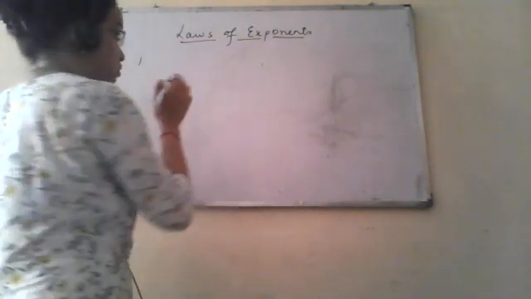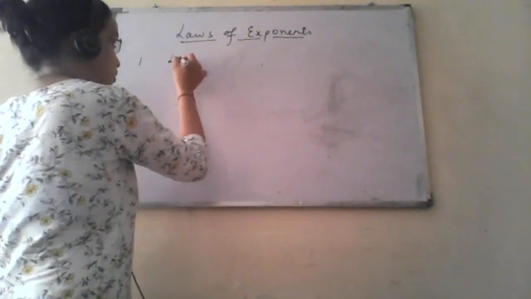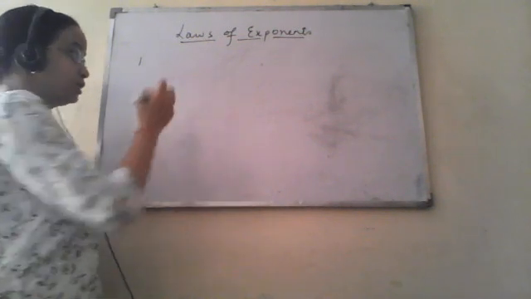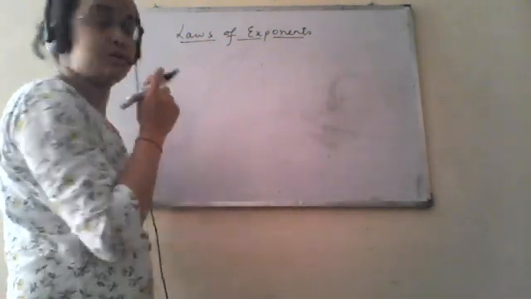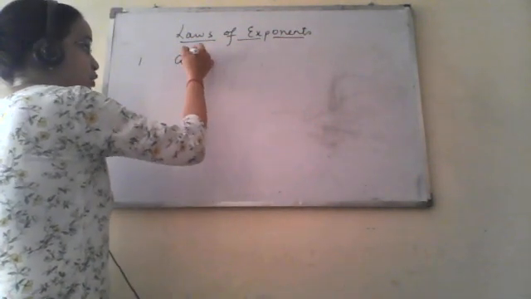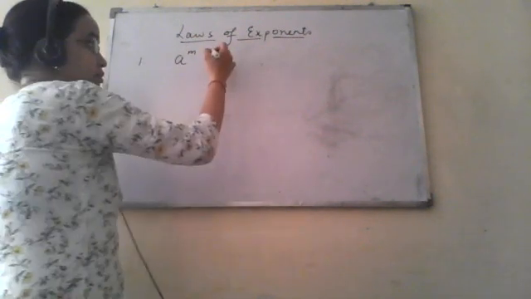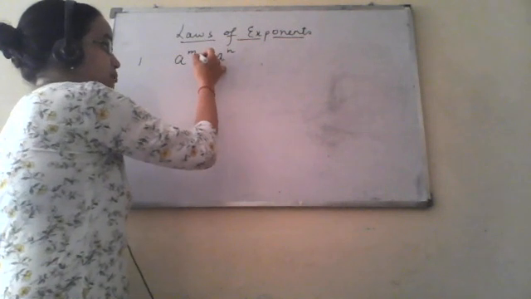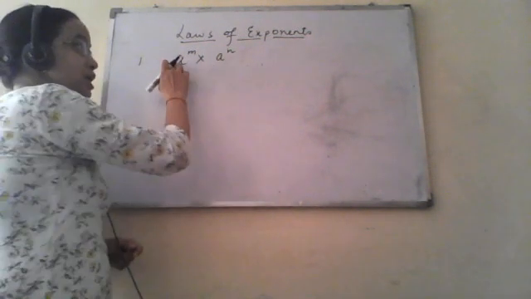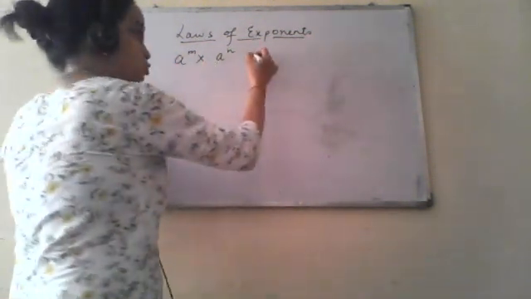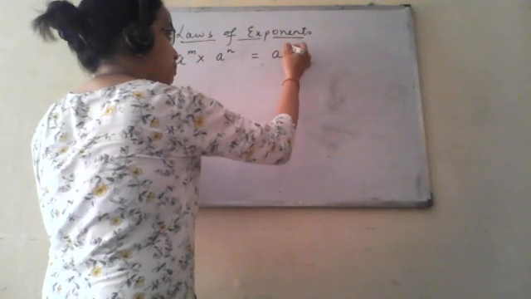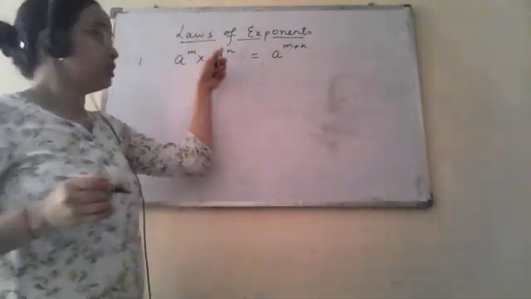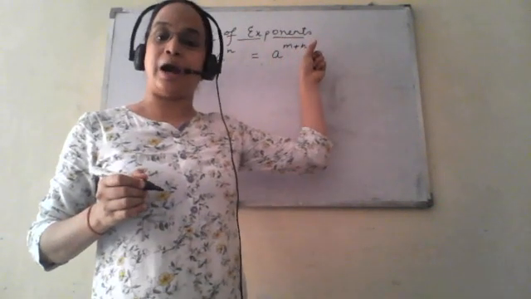Law of addition. First is the law of addition. Suppose there are two exponential numbers, a to the power m and a to the power n, and these are multiplied. Their bases are the same, so it becomes a to the power m plus n. If the bases are the same, then their powers will get added up.